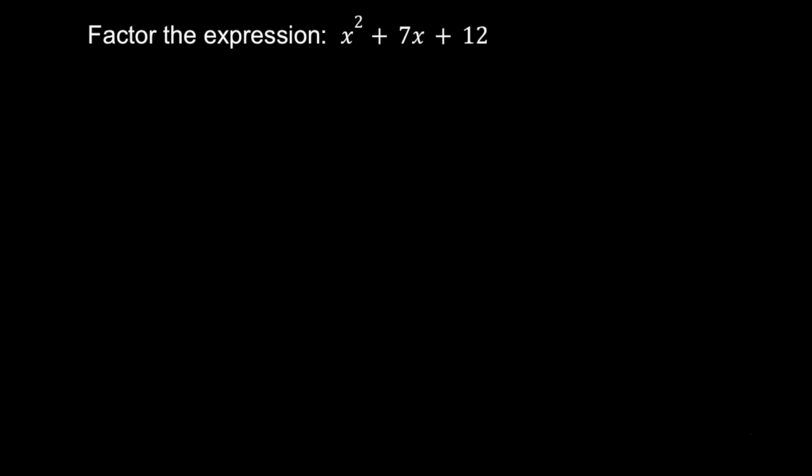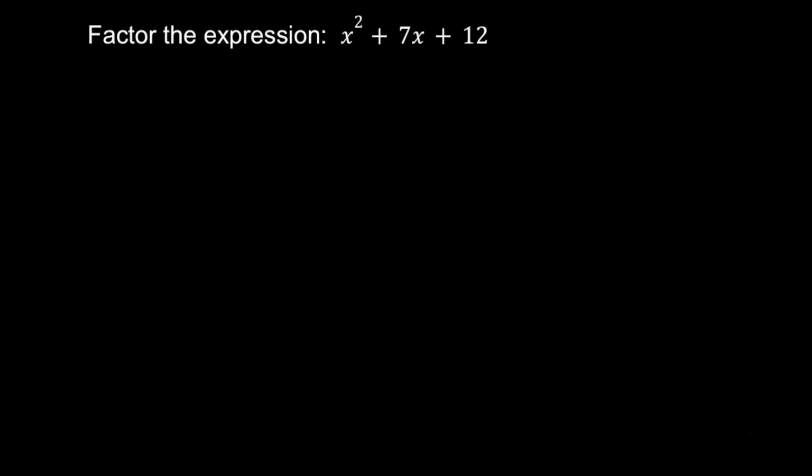Okay, so in this example, we're going to be going through factoring this expression. We're going to be using the grouping method. So factoring the expression x squared plus 7x plus 12. As we go through, the first thing we want to check is to see if there's a common monomial in all the terms. And nothing goes into all three terms, so we're not going to have to worry about pulling out a common monomial for this example.